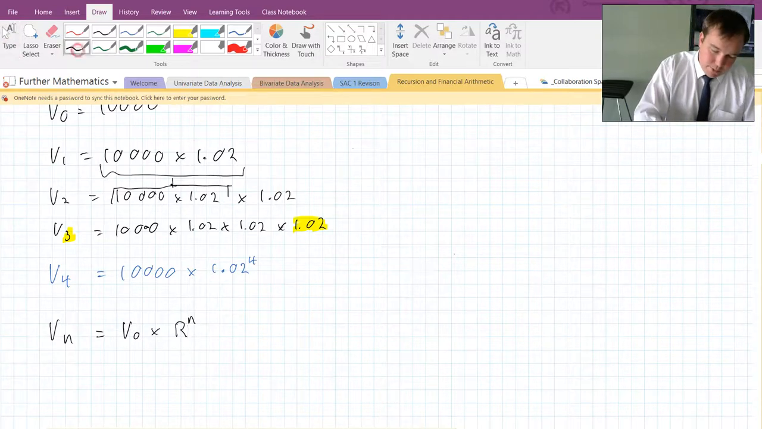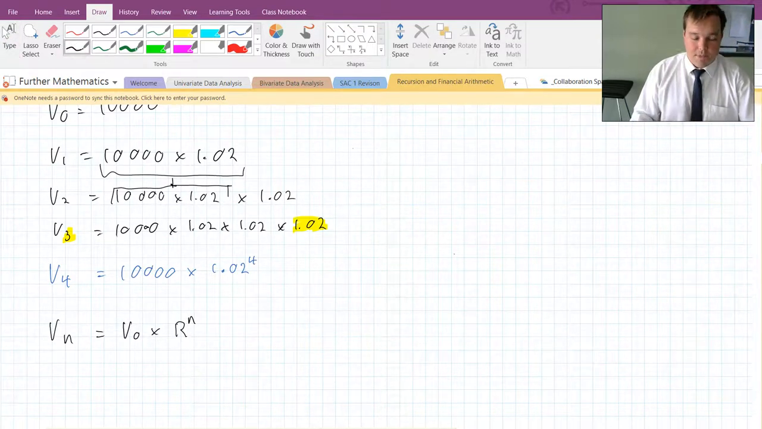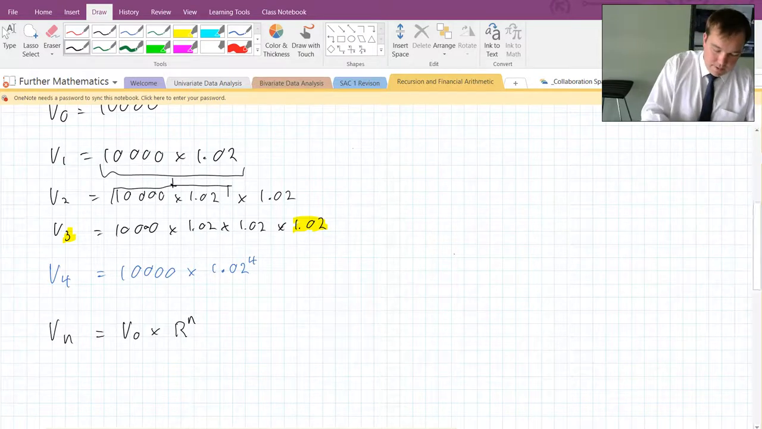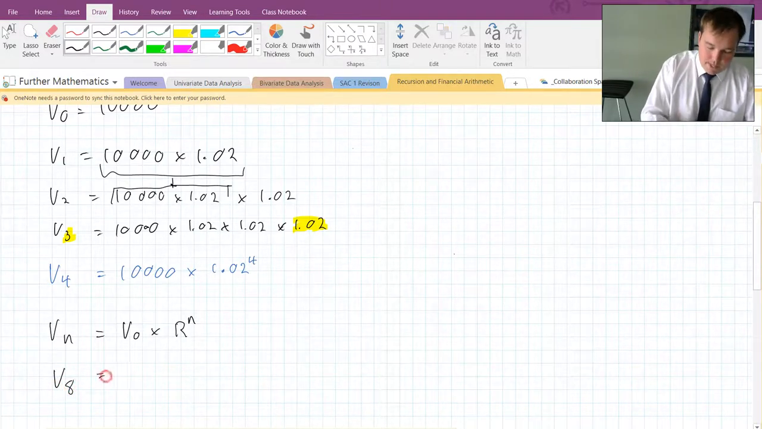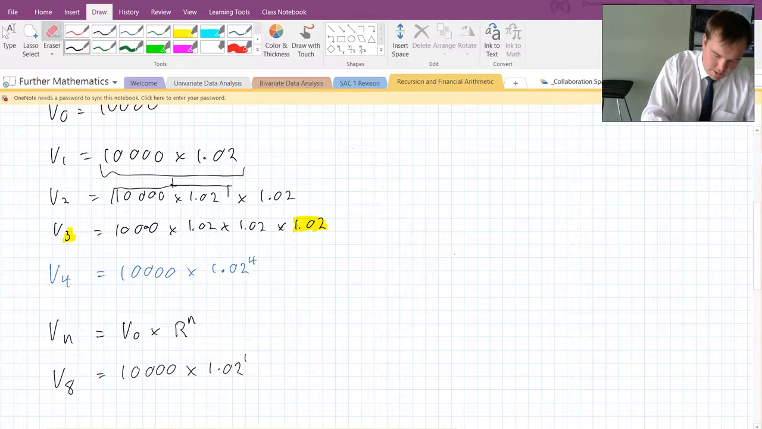So for example, if we want to find out how much this investment will be worth in 2 years, 2 years is 8 quarters. So V8, we're thinking 8 jumps in, we'll have 10,000 multiplied by the common ratio, which is 1.02 to the power of 10. Why did I say 10? I meant 8. 8 quarters in.